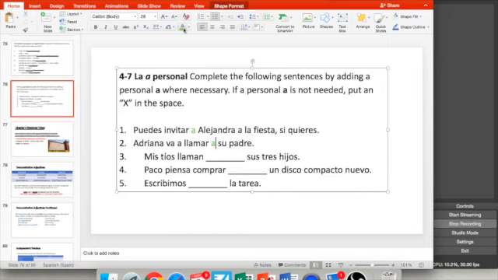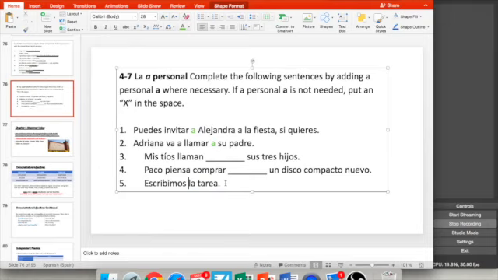Okay, now that you had a second to try these, we're going to go backwards because I'm feeling weird today. We're going to start with number 5. It says, escribimos blank la tarea. We write blank the homework. Well, we write what? We write who? We're writing the homework. Oh, is homework a person? Nope, sure is not. Do I need a personal a? Nope. Escribimos la tarea.